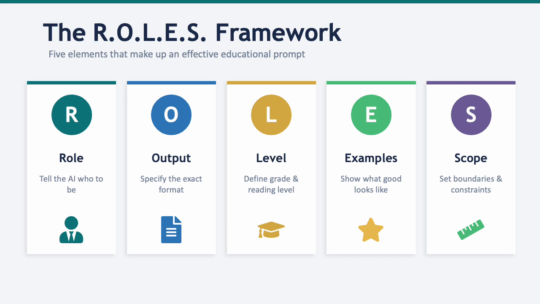L is for level. It defines the grade level, reading level, or complexity. The E is for examples. It shows the AI what good looks like. And S is for scope. It sets the boundaries on length, depth, and format. Let's break each one down with classroom examples.